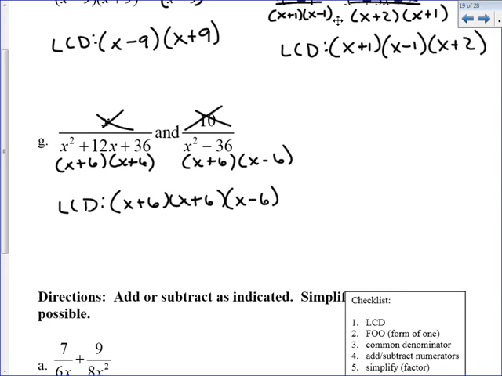If I look at this second fraction, what factor is it missing? Another x plus 6. So we need another x plus 6. So see, I could get another x plus 6 into this fraction. I could not take away one from here. That's why we're always covering the fraction that has the most of a single factor.